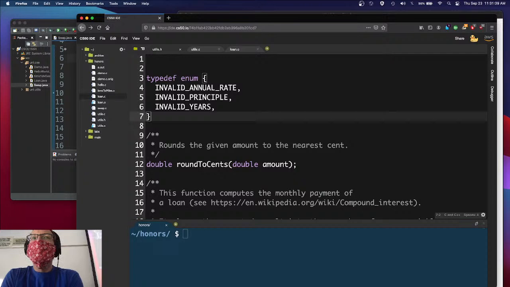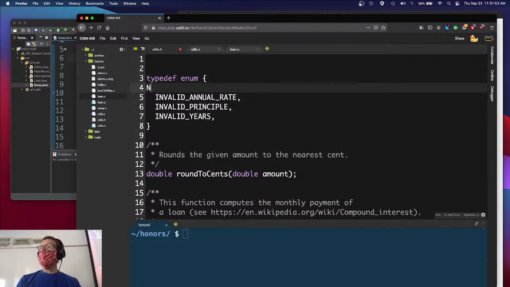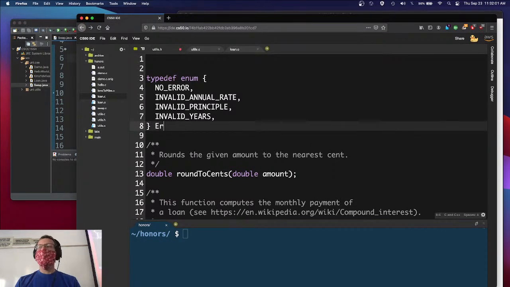Where should that go? So remember, this is 1, 2, and 3. But no error was 0. So if you're going to have a 0, where should you put that? Probably at the top, right? No error. Okay, there we go. I also need to give this a name. Let's call it an error code, because that's what it is.